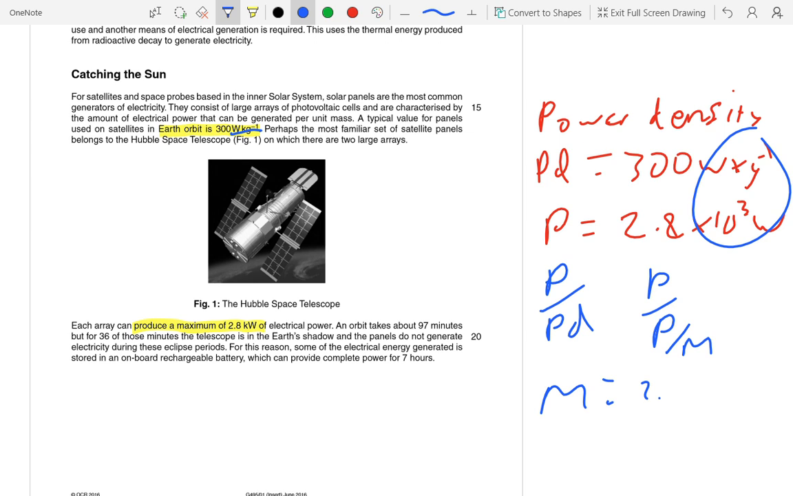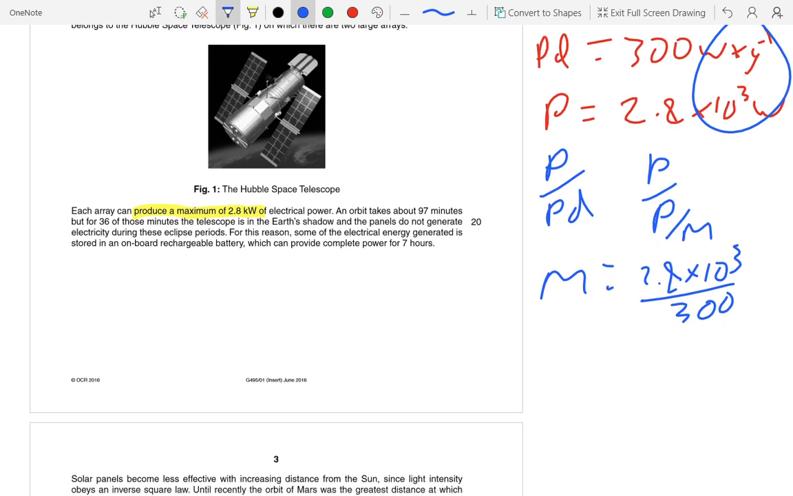2.8 times 10 to the 3 divided by 300. This thing's roughly 3 kilowatts at the top. So what you're basically doing is 3,000 divided by 300, so it's going to give 10 kilograms.